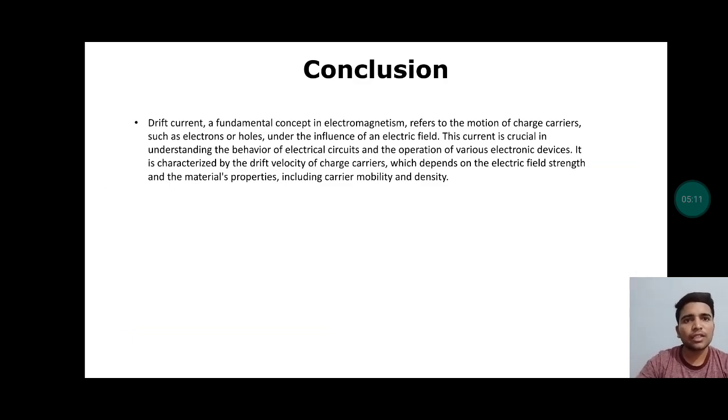And conclusion. Drift current is a fundamental concept in electromagnetism, referring to the motion of charge carriers such as electrons or holes under the influence of an electric field. This current is crucial in understanding the behavior of electrical circuits and the operation of various electronic devices. It is characterized by the drift velocity of charge carriers, which depends on the electric field strength and the material's properties, including carrier mobility and density.